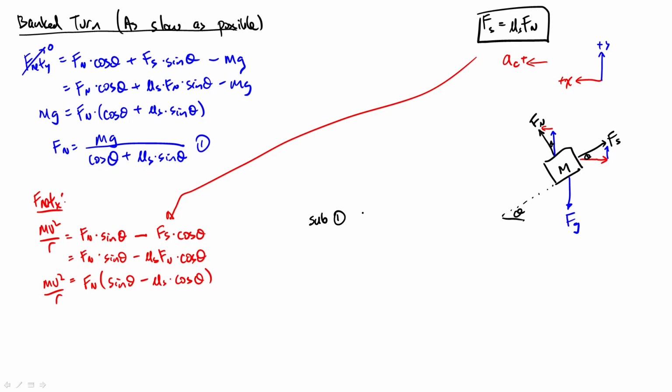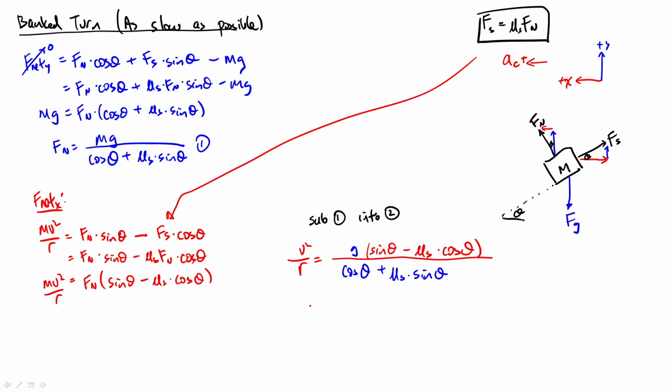If we sub equation 1 into equation number 2, we'll end up with something that looks like this. So mv squared over r is equal to, we'll keep the original numerator, so sine theta minus mu s times cosine theta, and the new numerator has an mg, and we also have a cosine theta plus mu s times sine theta in the denominator. Yet once again, since both sides have an m, we don't care about the mass of the vehicle. Whether it's light or heavy, it's going to have the same exact outcome.